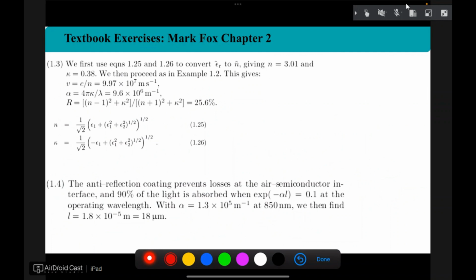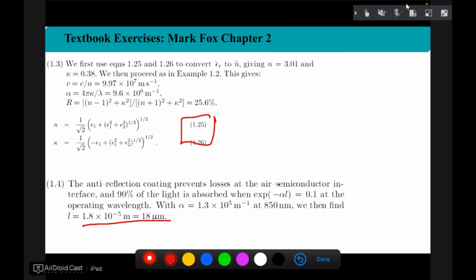So the solution: first we use these two equations, we substitute the values of n and k, and we got the desired results. The second thing is anti-reflection coatings. So 90% of the light is absorbed when exponential minus alpha L is equal to 0.1 at the operating wavelength. So with alpha equal to 1.3 × 10^5 meter inverse, we can get L equal to 1.8 × 10^-5 meter, that is equivalent to 18 micrometer.